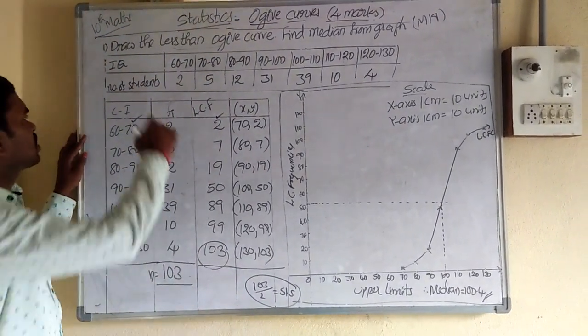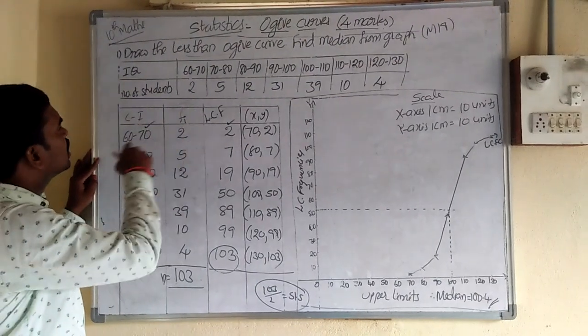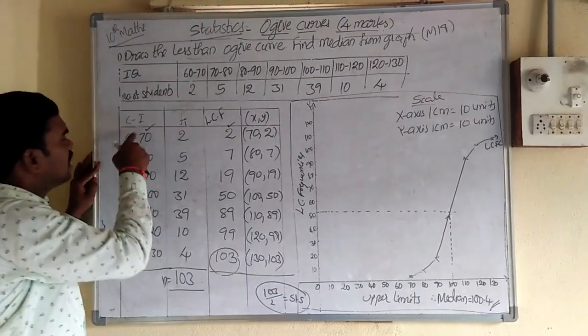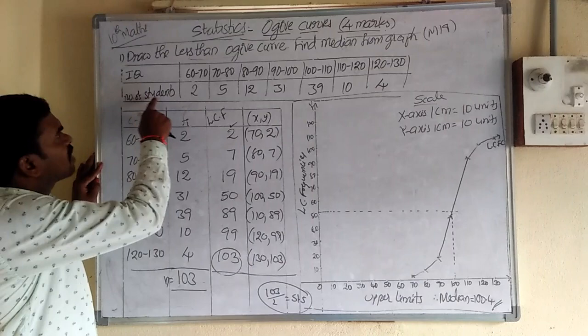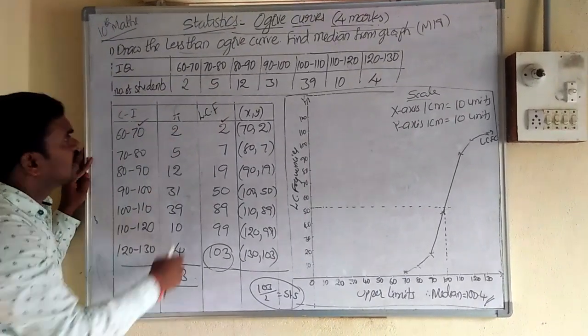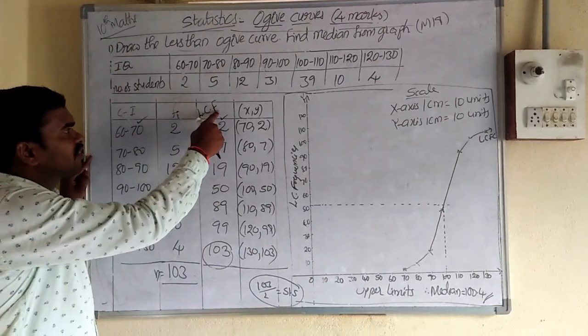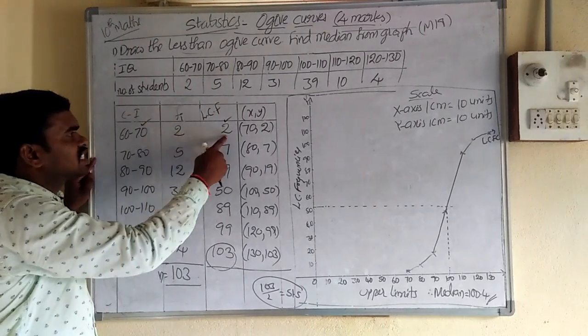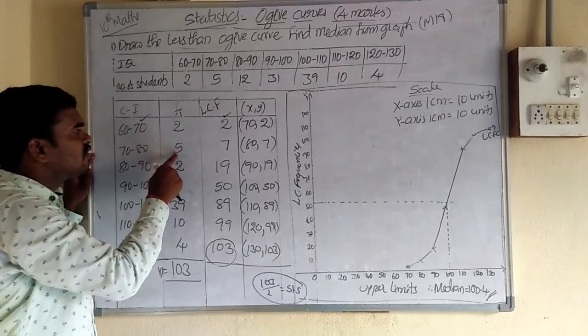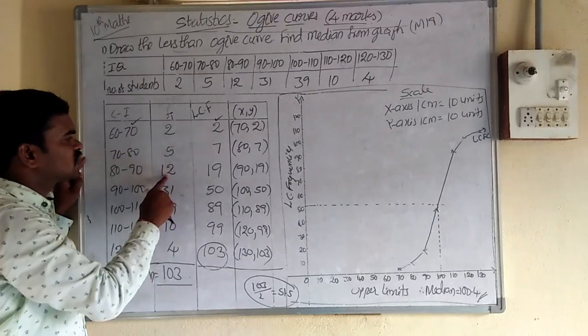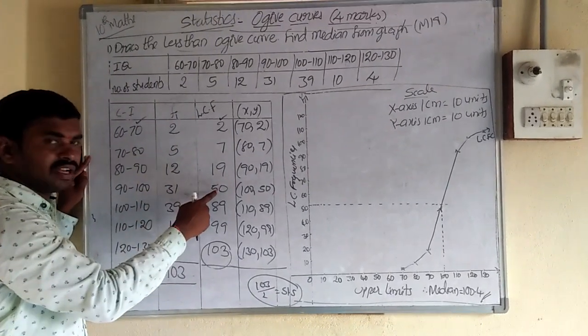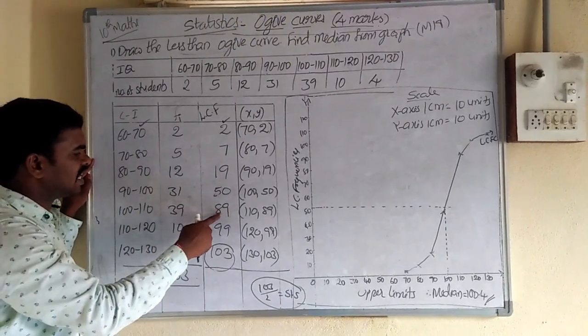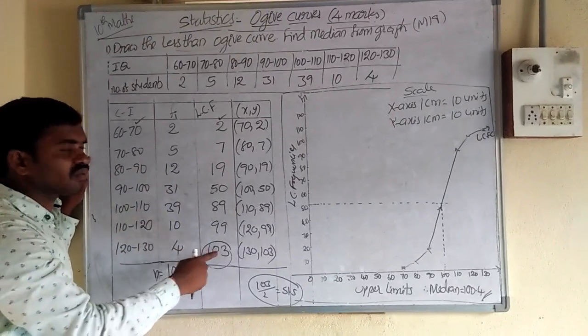Once again, listen. First take the table. In the table, first IQ is written in the class interval, next the number of students taken as frequencies. Next write the less than cumulative frequency. First number as it is. Next adding 2 to 5, 2 plus 5 is 7. Next 7 plus 12 is 19. 19 plus 31 is 50. 50 plus 39 is 89. 89 plus 10 is 99. 99 plus 4 is 103.